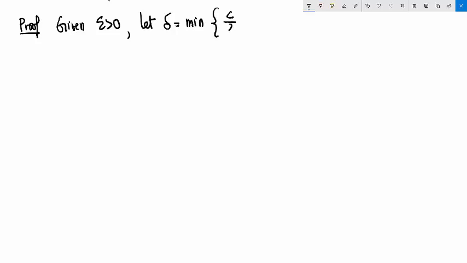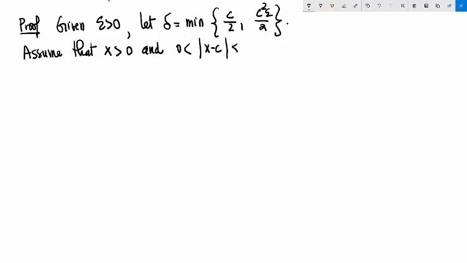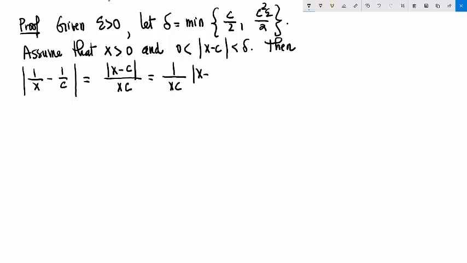So our proof goes like this. Given epsilon, which is a positive number, I will let delta be the minimum, to ensure both conditions to happen, of c over 2 and c squared epsilon over 2. Okay, now assume that x is a positive number and the distance between x and c is less than delta, then we see that the distance between 1 over x and 1 over c is less than x minus c over x times c, which is 1 over xc times x minus c.